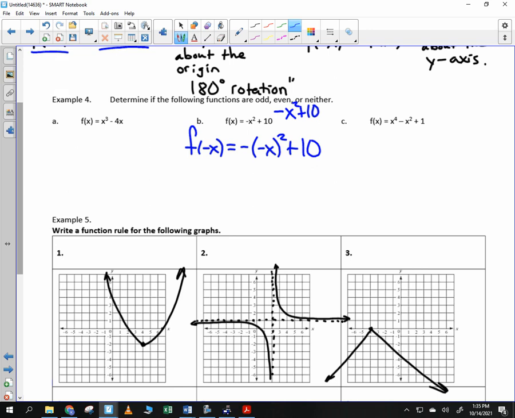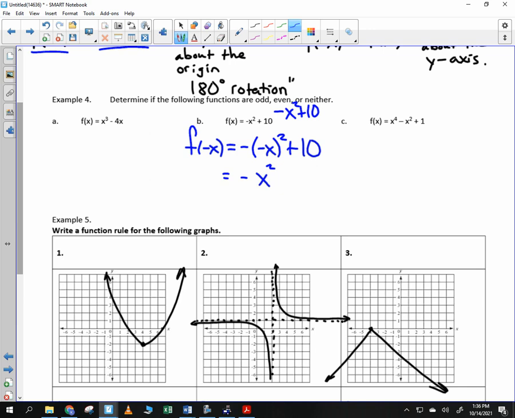I plug in the negative x here, and do I apply the negative first or do I square it first? Square it first, that's the order of operations. So when you square negative x, what do you get? Positive x squared, and then you make it negative. Okay, so again, take negative x and square it, that's positive x squared, and then apply the negative out front, that'll be negative x squared.